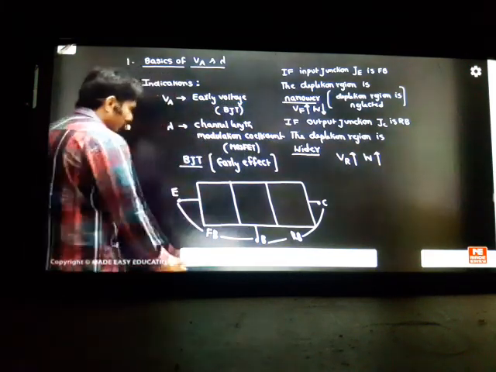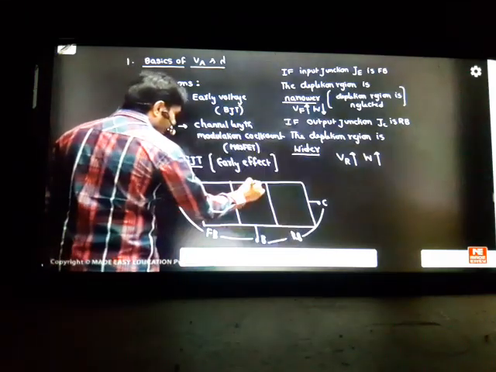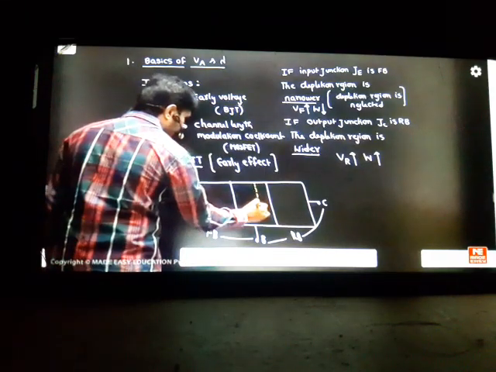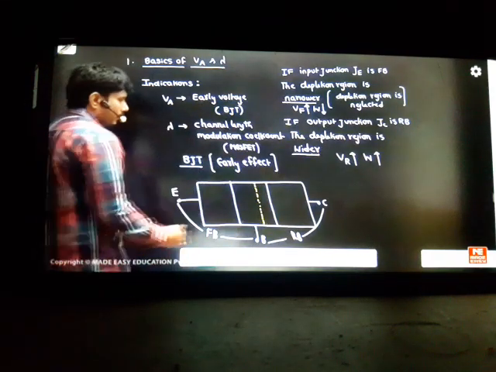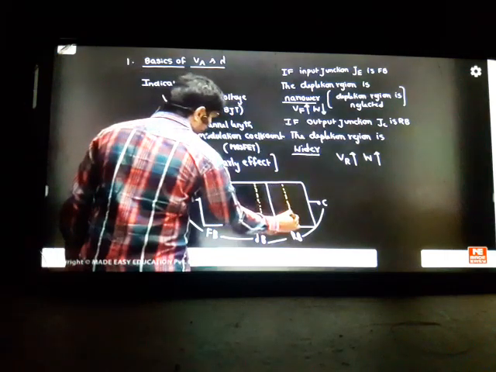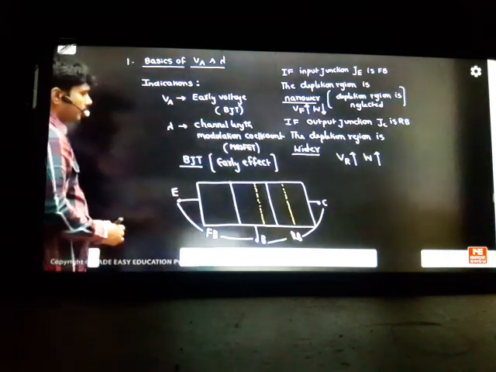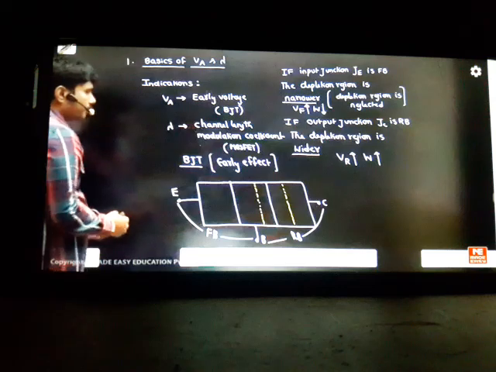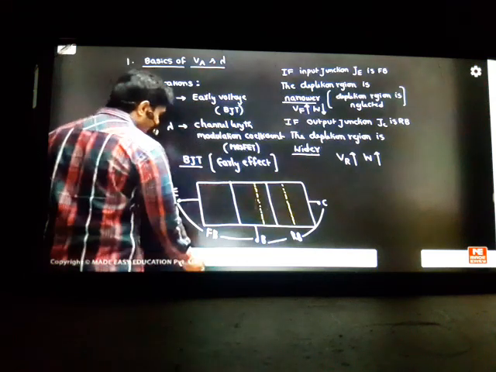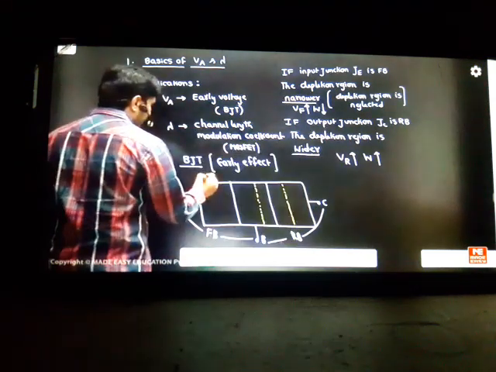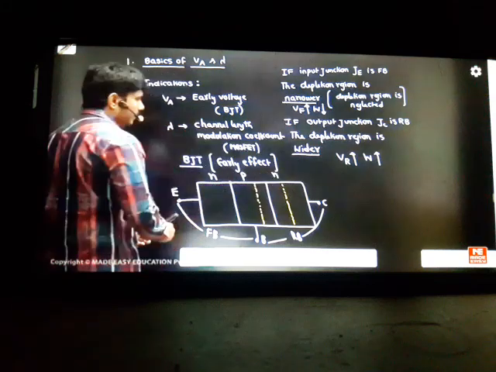According to the board, you can see now I can write my depletion region. Only one side I'm writing, where you can see the depletion region like this. This is one side, and this is the other side. Only between base and collector are we getting the depletion region. What do you mean by depletion region here? For example, suppose this is an NPN transistor.